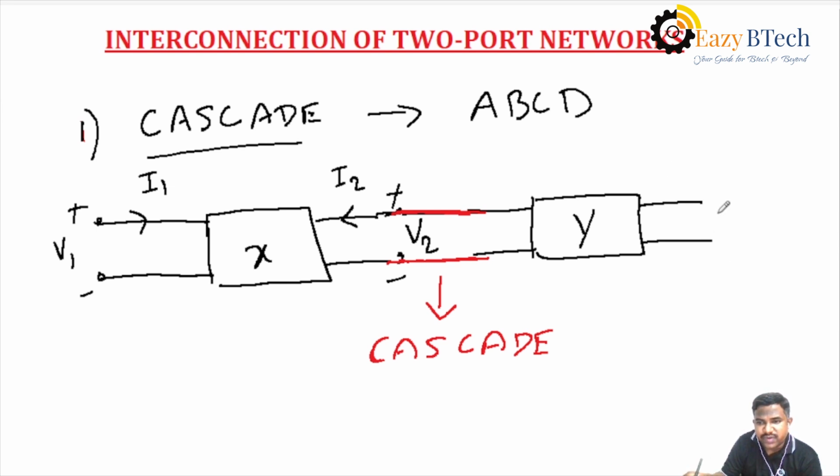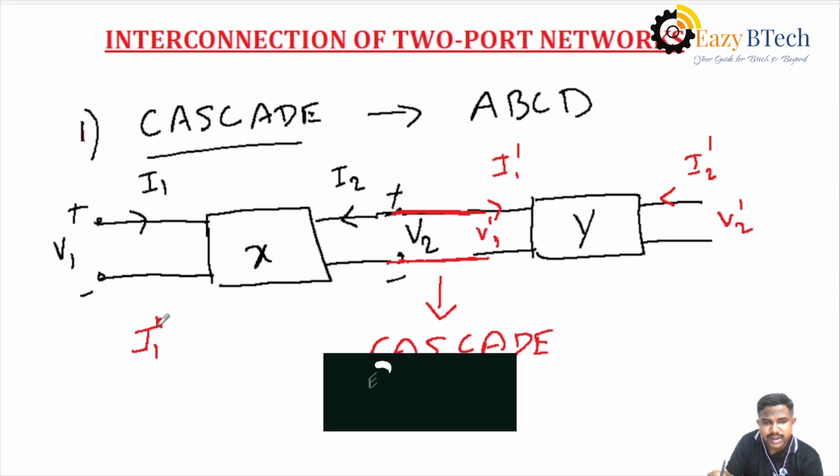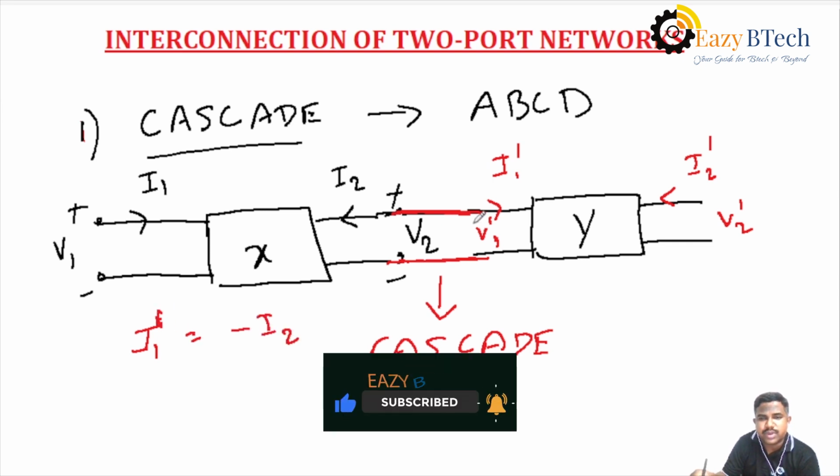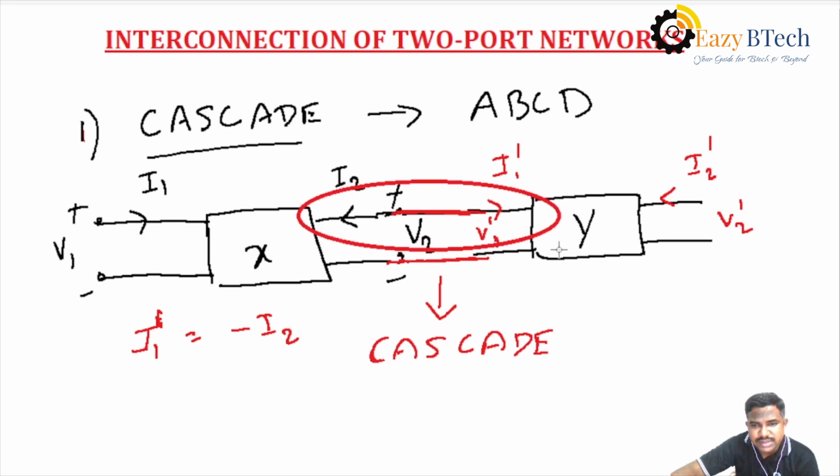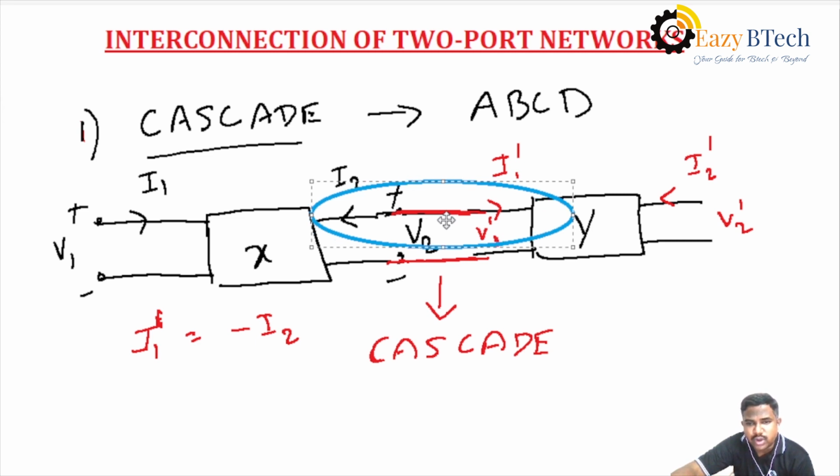Then here we find the voltage V2 and here we find the voltage V1. For the second network, I am taking I1 dash, I2 dash, V2 dash and V1 dash. In cascade connection, we take I1 dash equal to minus I2. Here the branch is a series connection, nothing but both node points are joined to each other. The same current is passing, but in the reverse direction. That's why I1 dash equals minus I2. Both are equal but in reverse, that's why we take it as a negative value. Okay, this is the cascade connection.